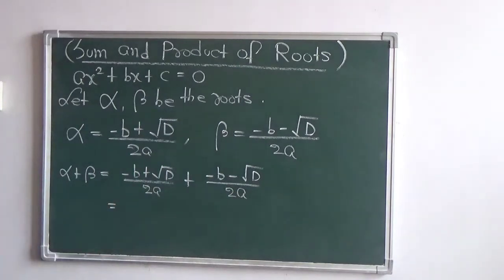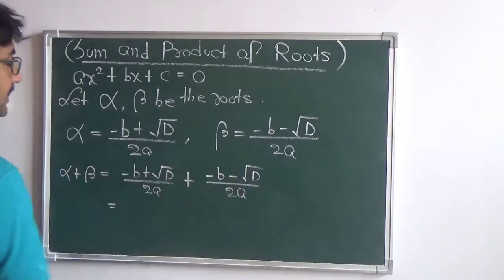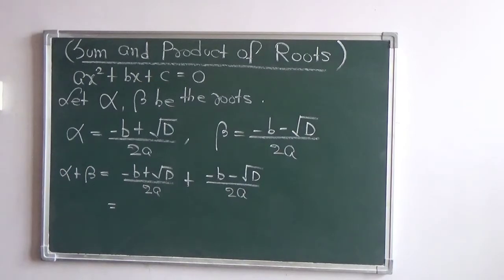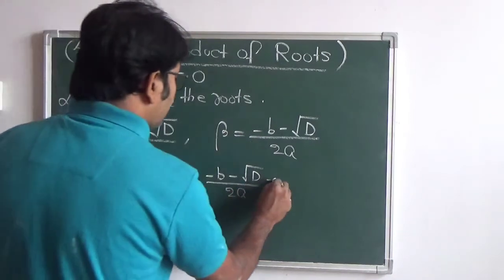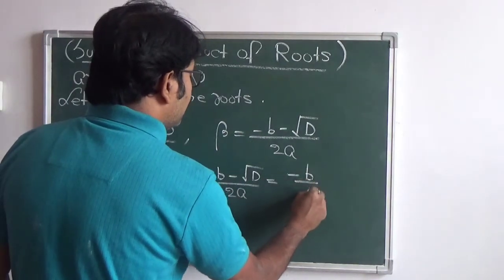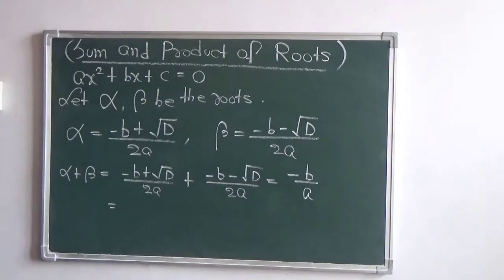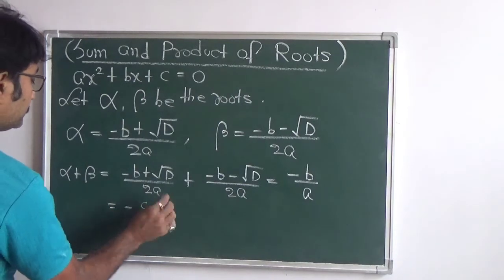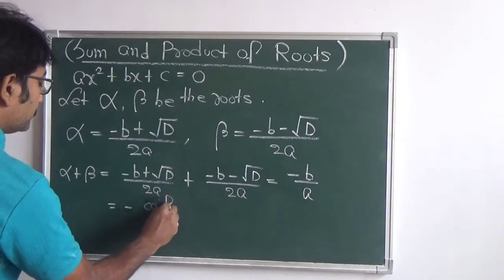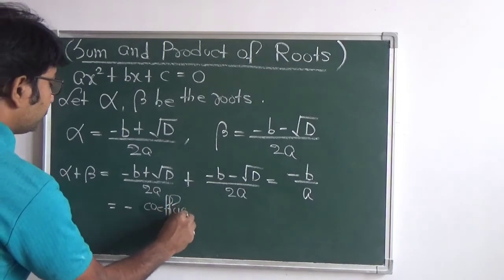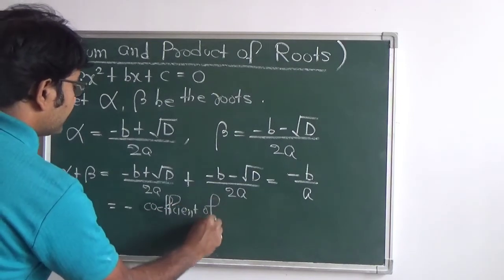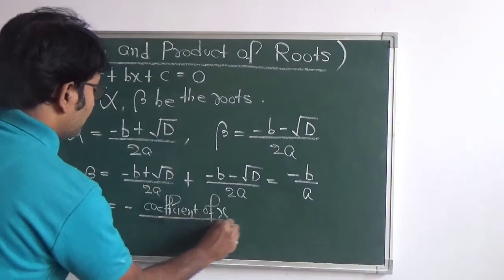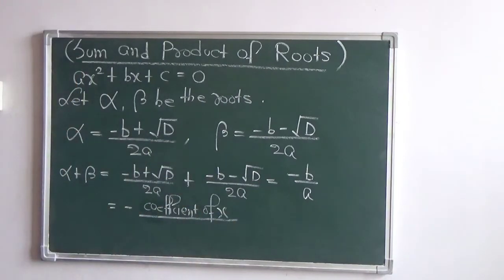So if we add this, you can see that root d and root d will cancel out. So you have minus 2b by 2a and that is equals to minus b by a. That is coming to minus b by a. And what is b and what is a? So b is the coefficient of x. So it is minus of coefficient of x. And what is a? That is the coefficient of x square.